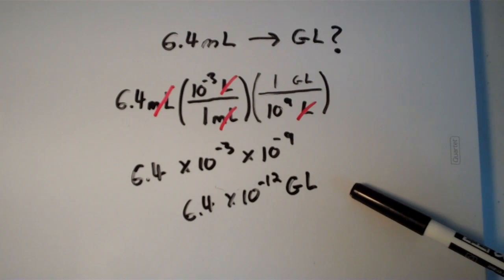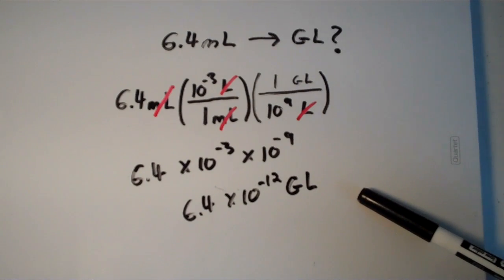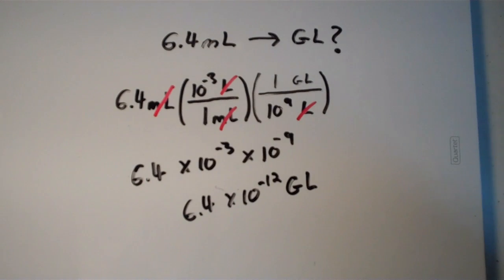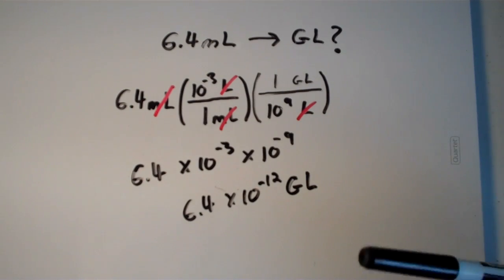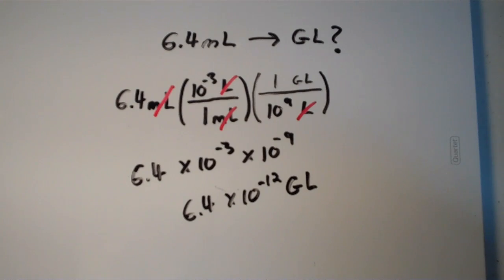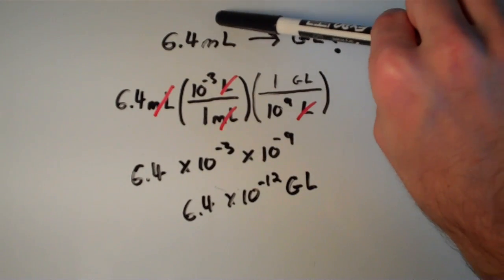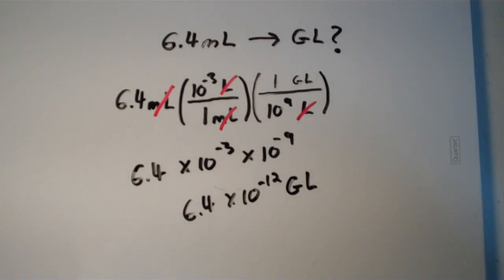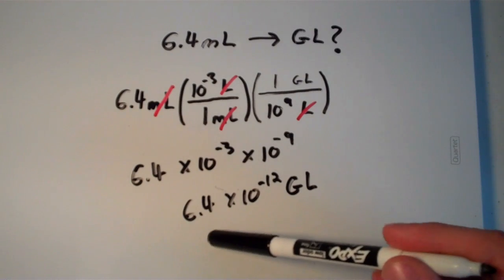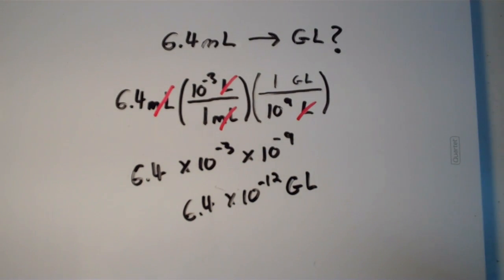Remember to always include your units in your final answer. Let's also check to see if this answer makes sense. Gigaliters is a much larger unit than milliliters. So whatever we started out with, 6.4 milliliters, our final answer must be much smaller. Without even doing any of these calculations, we can intuitively guess that whatever number we get out is going to be much smaller because we're converting from a smaller unit to a larger unit. And indeed, we do have a much smaller number. So there you go. That's how to use prefix multipliers.